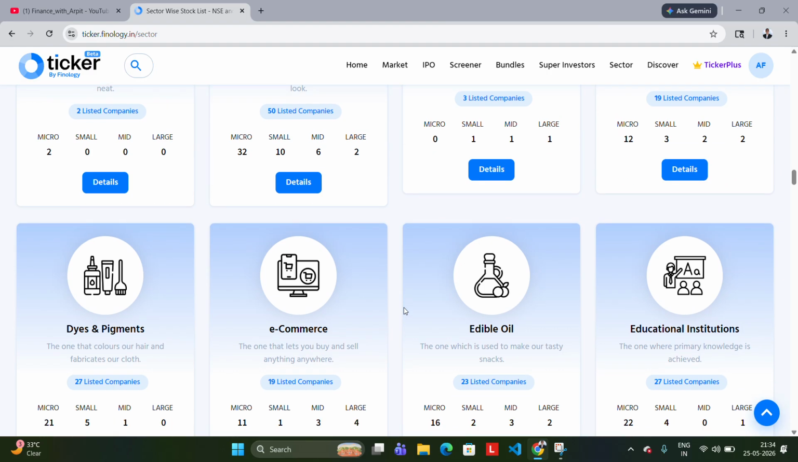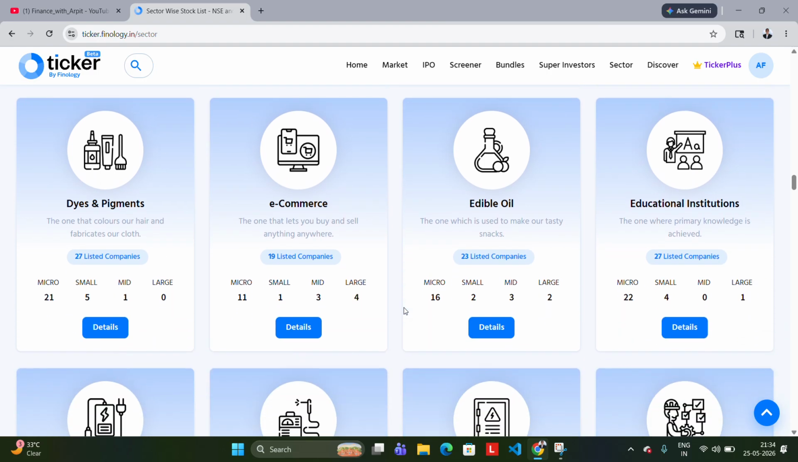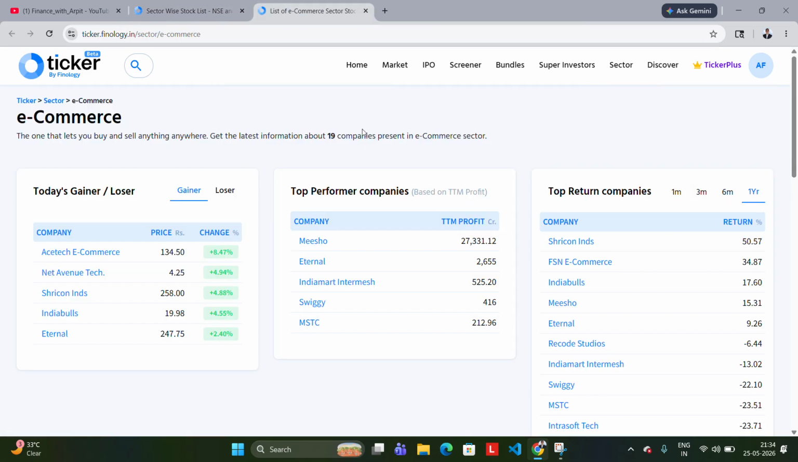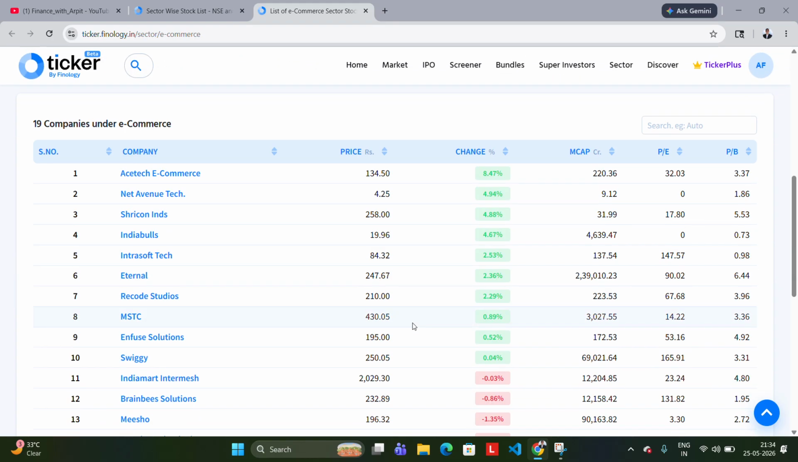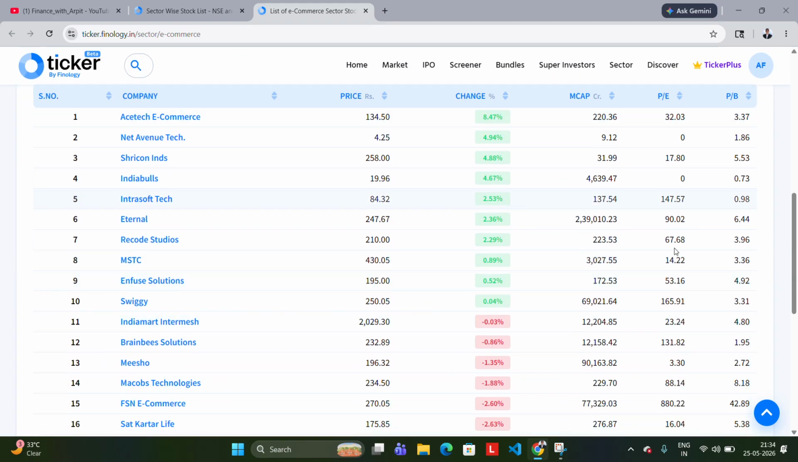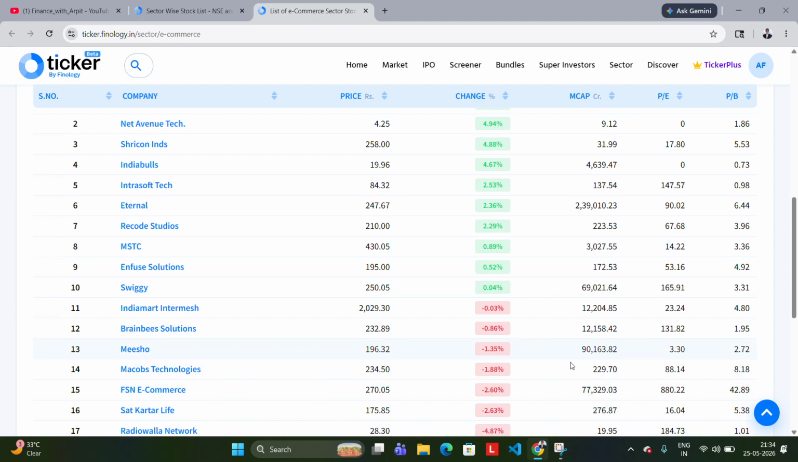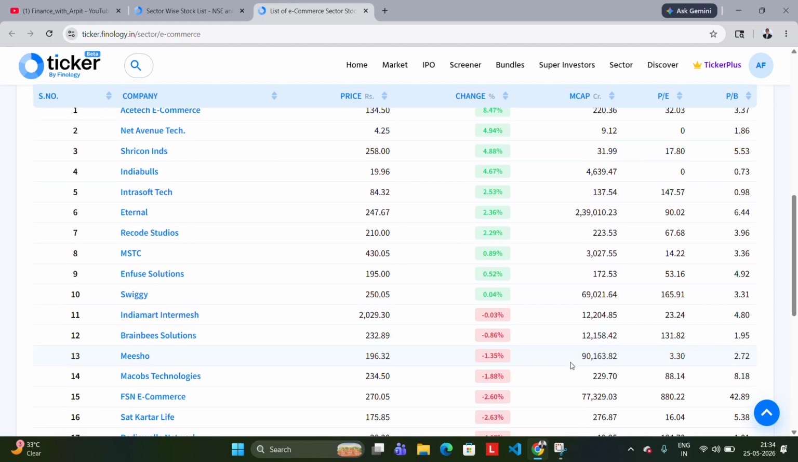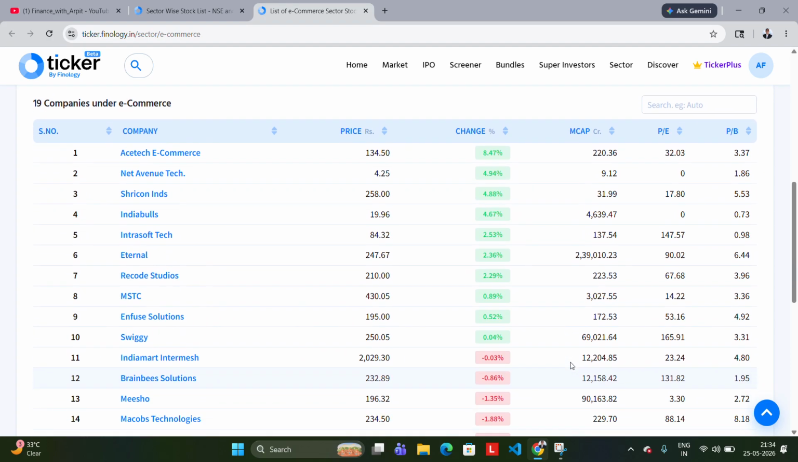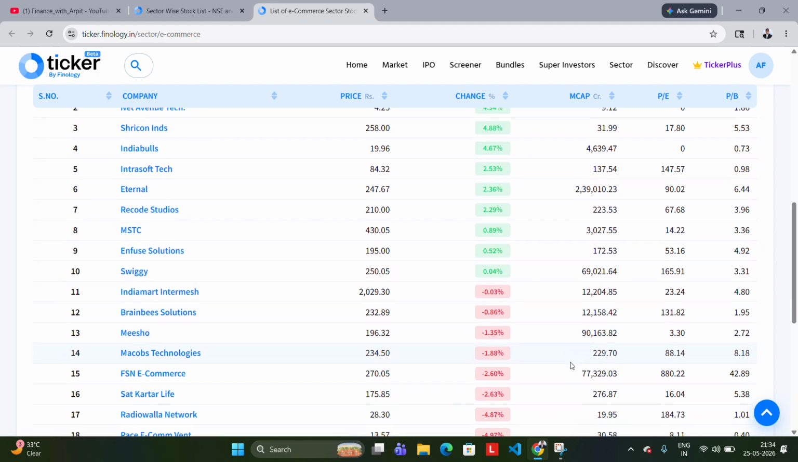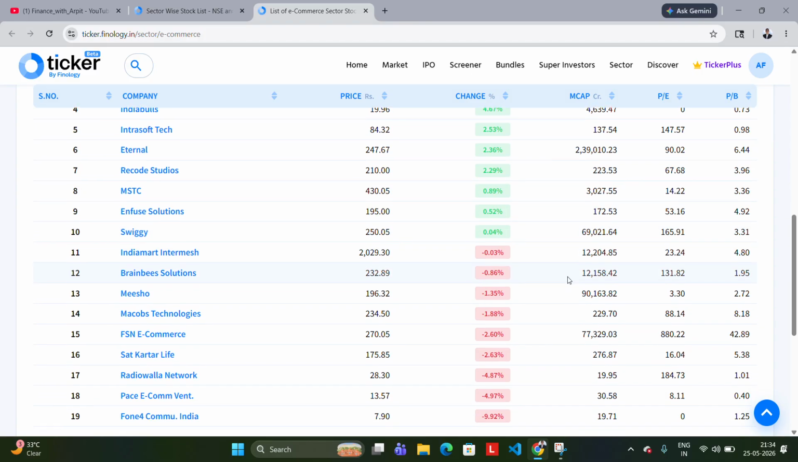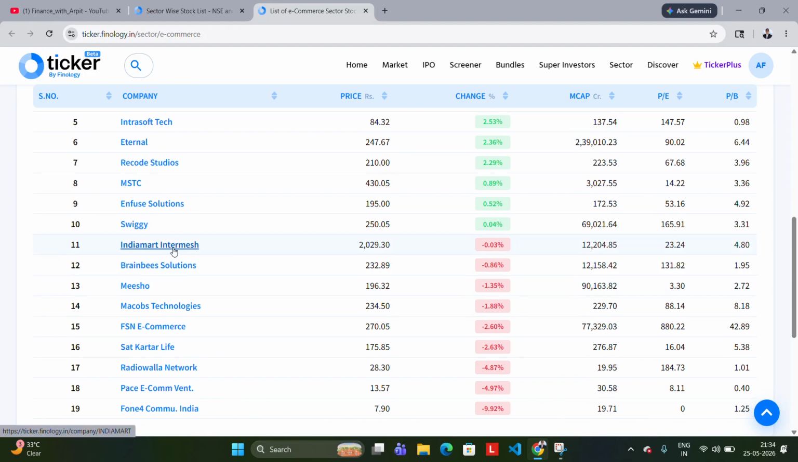So in this way, we can find companies in each and every sector, like e-commerce. Again, first see the PE ratio so that we can find out that the industry PE is on average around 40 to 50, which would be a good one. With a good market cap, we can analyze one of them, like India Mart Intermesh. We can go with it.